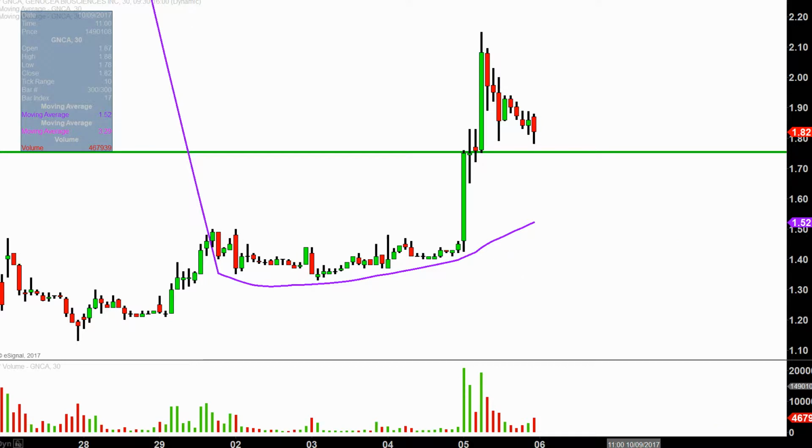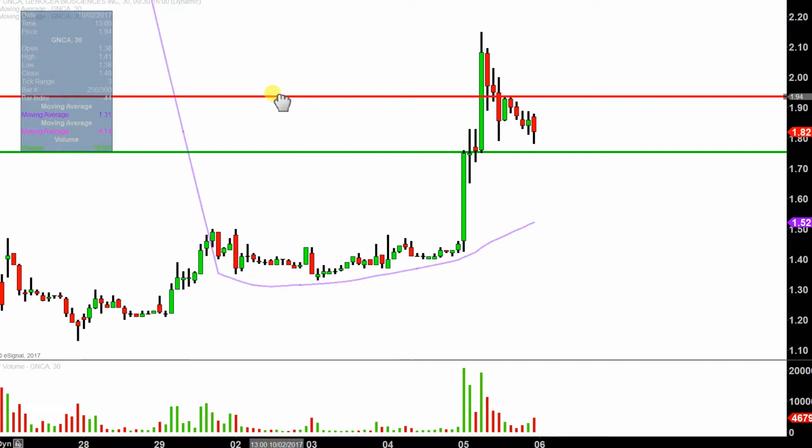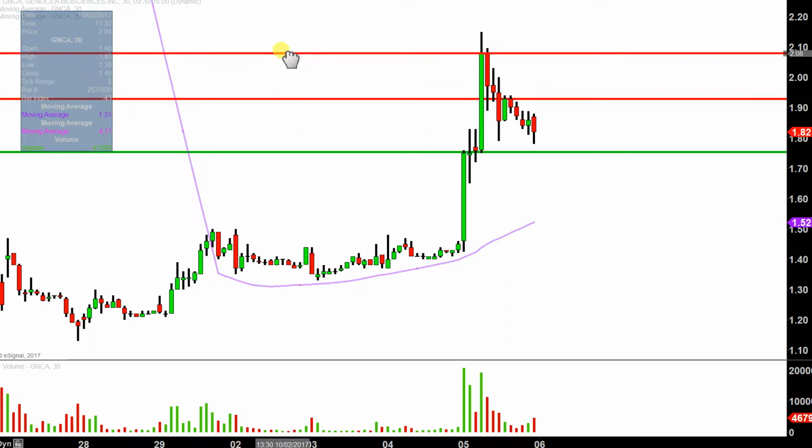Now, what about areas of resistance? The first key level of resistance to keep an eye on is right up here at $1.95. And after $1.95, the next battleground is right up there at, we'll call it, the $2.10 mark. So $1.95, $2.10: two key areas of resistance going into tomorrow and then next week.